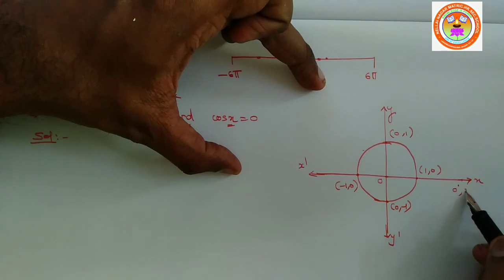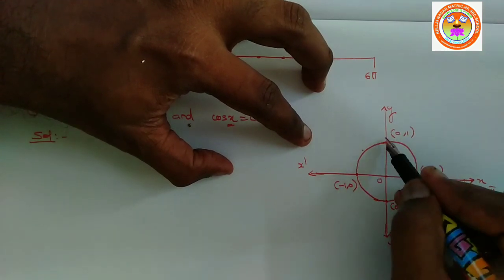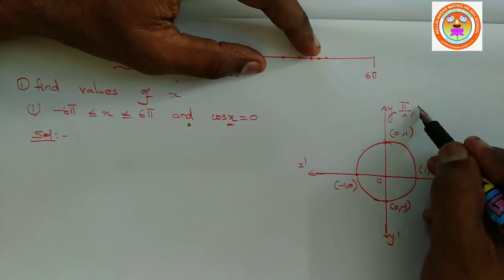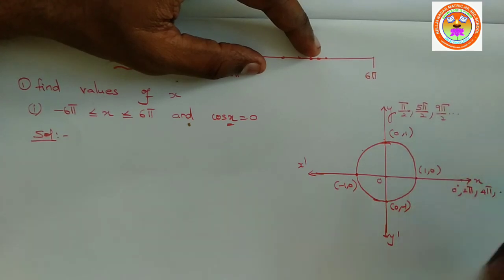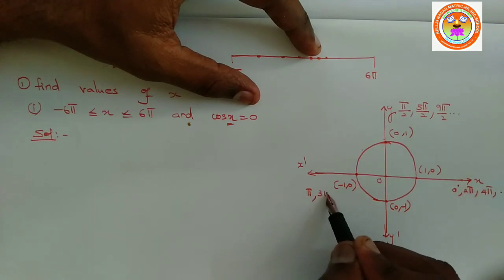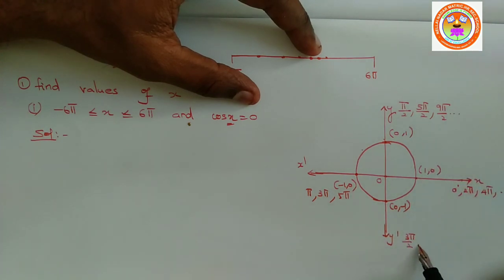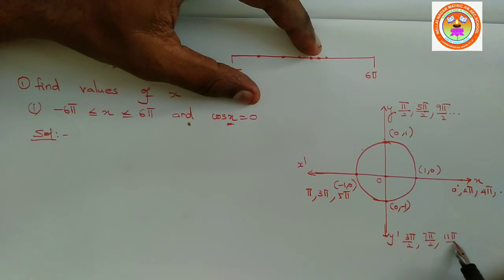This will be 0 degree, 2 pi, 4 pi, goes on. The same, this will be pi by 2. I think you will remember the first sum in exercise 4.1, pi by 2, 5 pi by 2, each one increases by 4, and 9 pi by 2 goes on. This will be pi, 0, pi, 2 pi, 3 pi, 4 pi, 5 pi. This is pi by 2. This will be 3 pi by 2, 5 pi by 2, 7 pi by 2, 9 pi by 2, 11 pi by 2. Like this goes on.